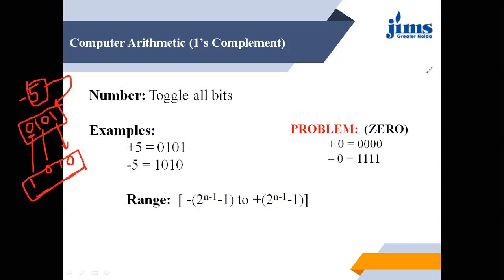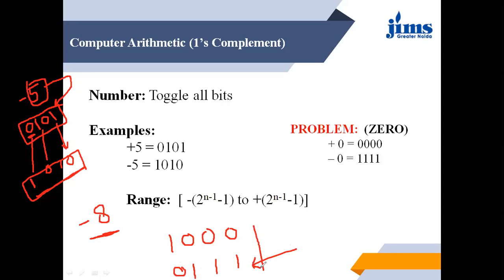For example, if I want to write -8, then first I will write the value of 8, and 8 equals 1 0 0 0. When we have to write -8, we toggle the bits: 0 to 1, 0 to 1, 0 to 1 and 1 to 0. So this is the binary equivalent of -8.